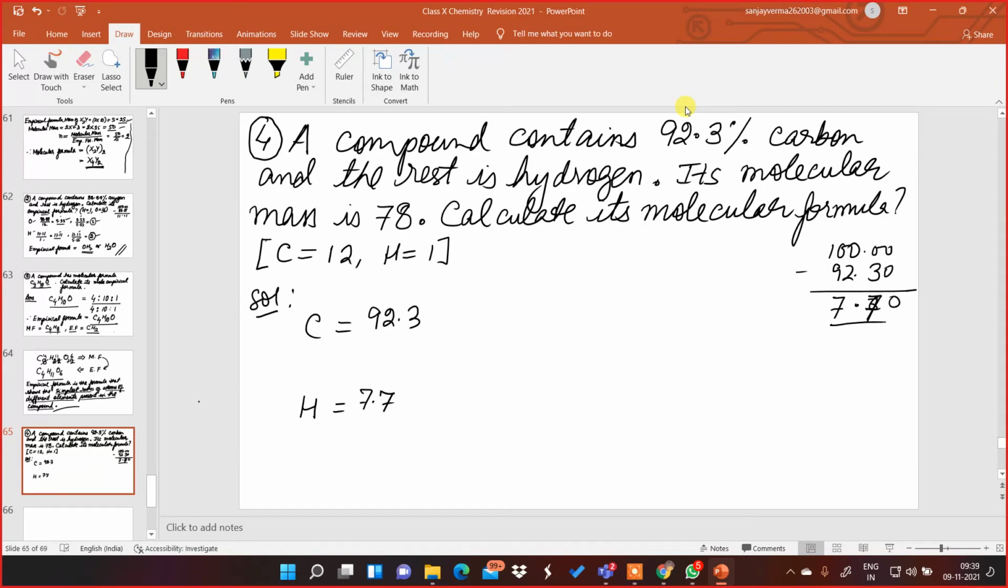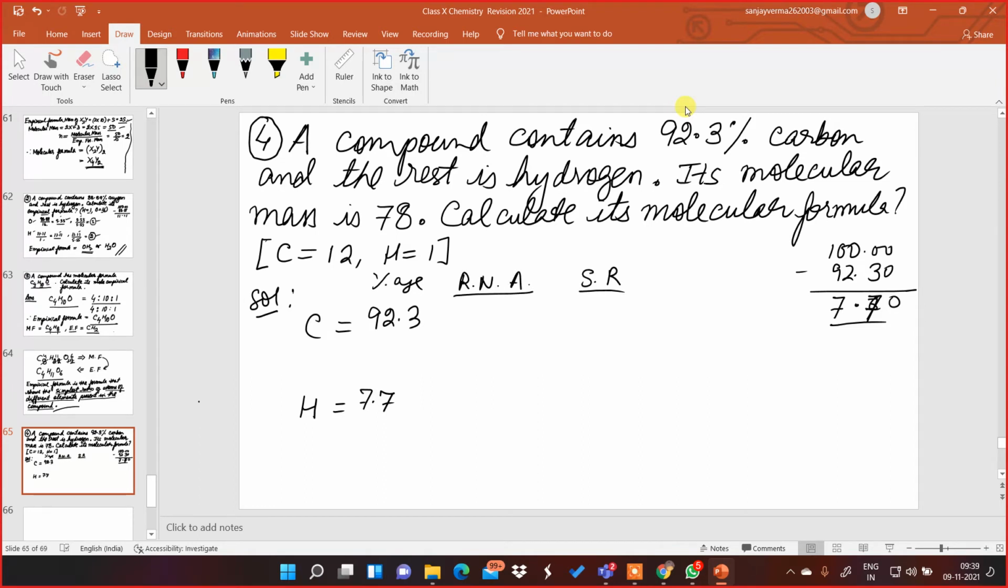Okay, you can do it. The first step I have shown you. Now try to get the relative number of atoms and then get the simple ratio. First get the relative number of atoms because this is the percentage. C6H6, yes, correct answer. C6H6 is the correct answer. So get the relative number of atoms and get the simple ratio.